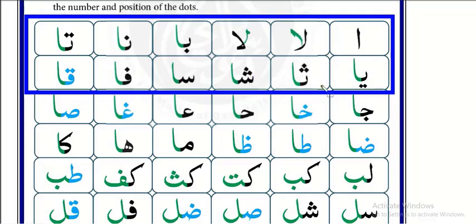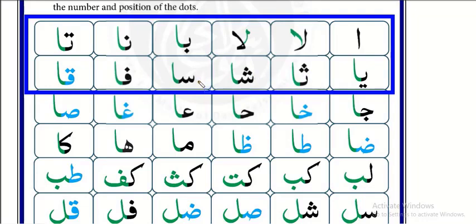Now some of the people are confused between tha alif and sheen alif. They say there are three dots over, the same dots on tha, the same dots on sheen. The difference is that tha has only one curve in the beginning, but sheen has two curves. You see, it looks like a W shape from the beginning. It has two curves, but tha has only one curve from the beginning. This is the difference. So the first one is tha alif, and the next one is sheen alif.